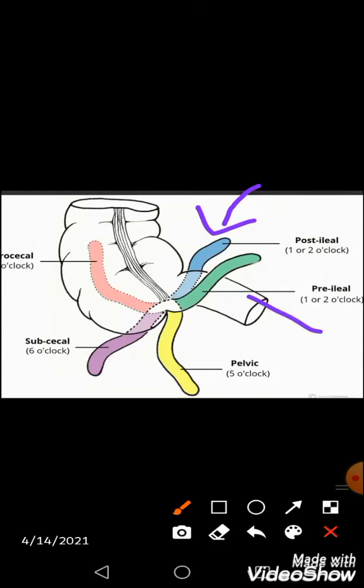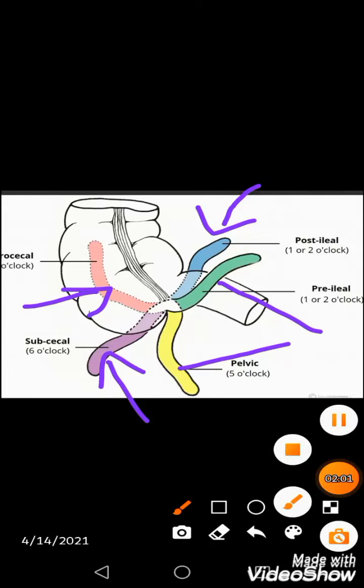Then you observe in the green color the appendix, which you can label as pre-ileal location, again near the 2 o'clock position. The pelvic position of the appendix is showing the 5 o'clock positioning. If it is present subcecally, it will be representing the 6 o'clock positioning. And if you find it behind the cecum as retrocecal, that could be 9 or 11 o'clock positioning. It would be representing like this.